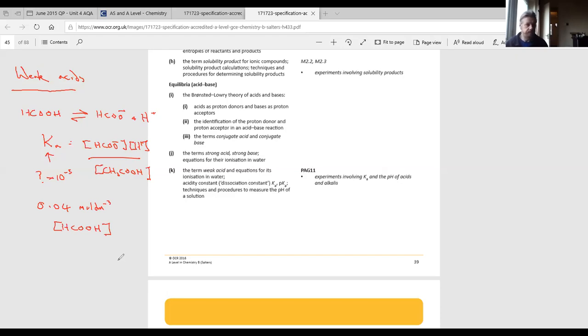It's not possible, because the H plus is going to be much, much less than that. A tiny fraction of that, because this is small. But because we've got this, we can calculate what H plus is, and therefore we can calculate the pH.